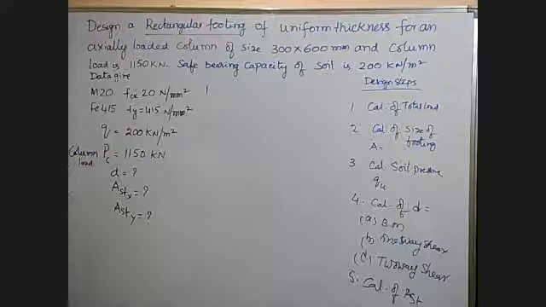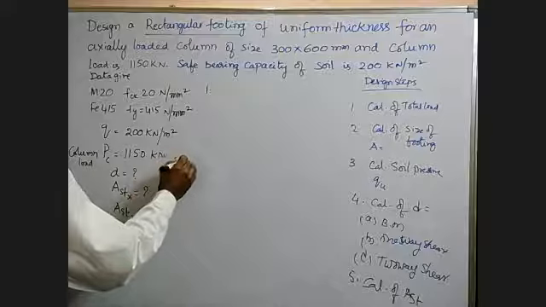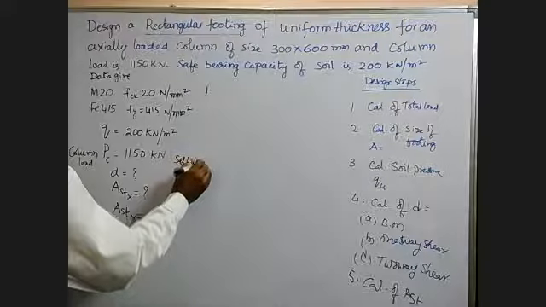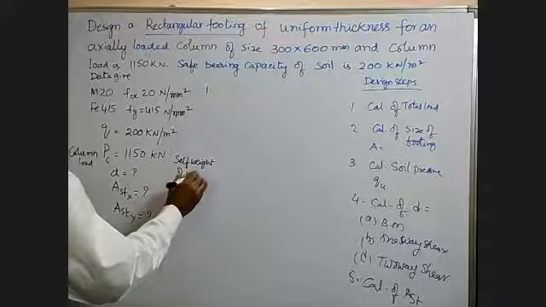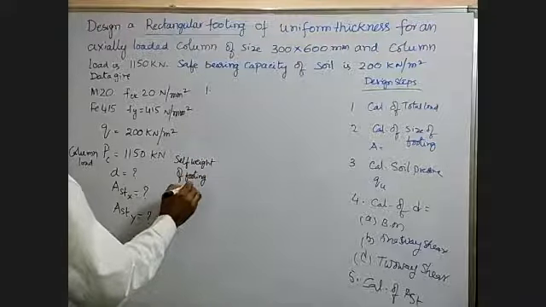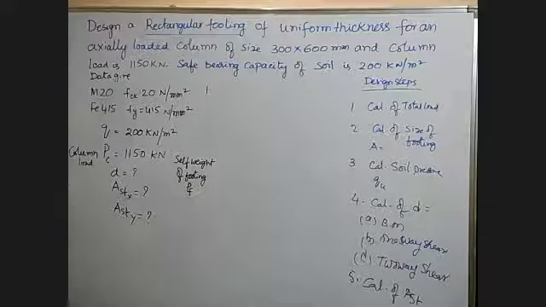Column load PC is given as 1150, and the self weight of footing. Let us say PF or WF, whatever it may be.